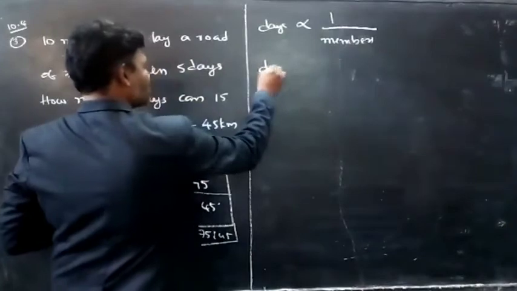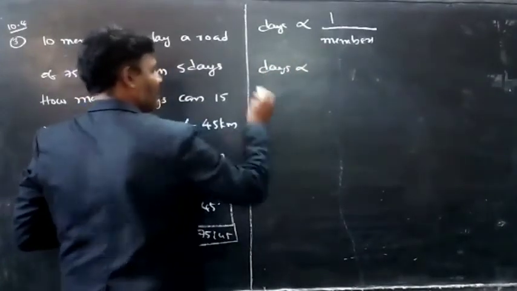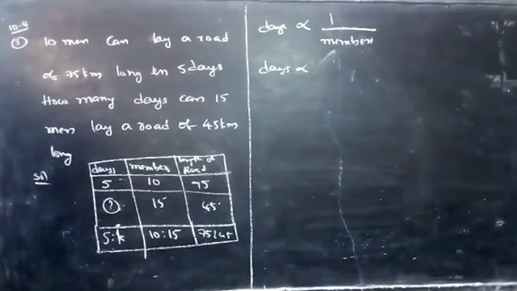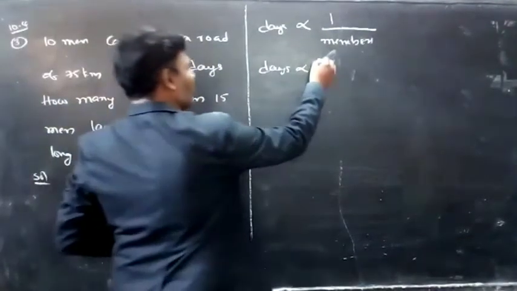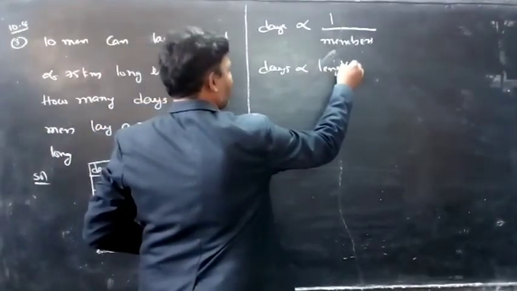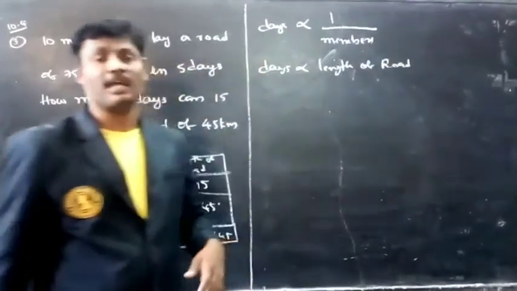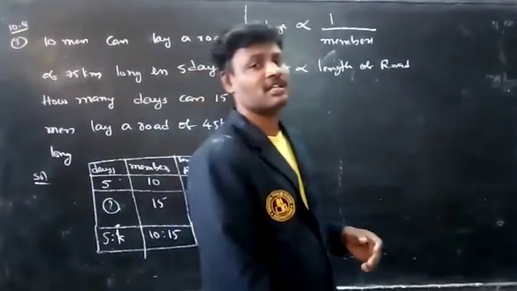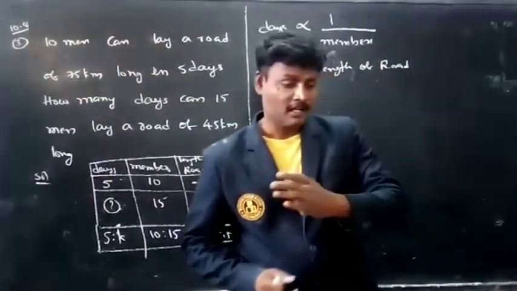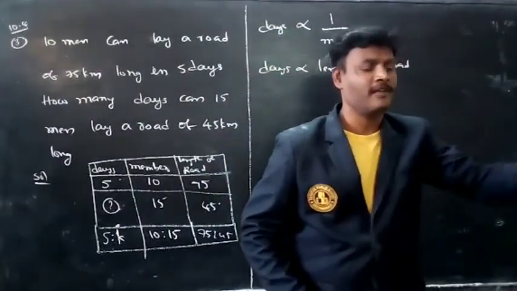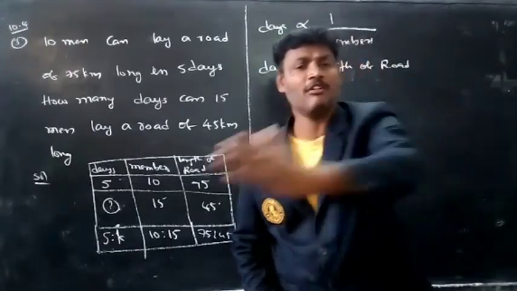Next, days and length of road. Days and length of road are always directly proportional. Why? Because if days increase, the length of the road also increases. If days decrease, the length of the road also decreases.